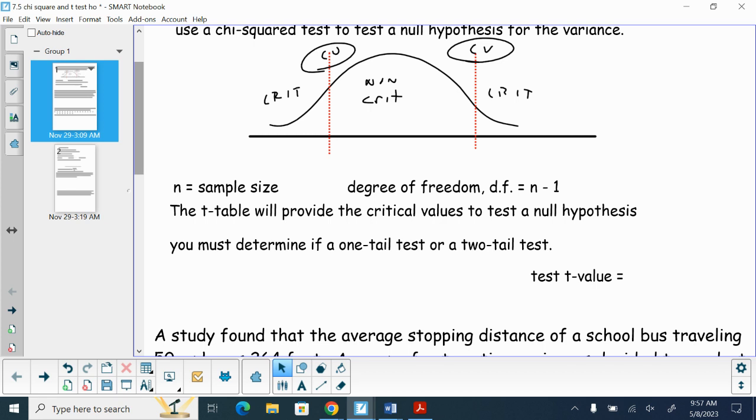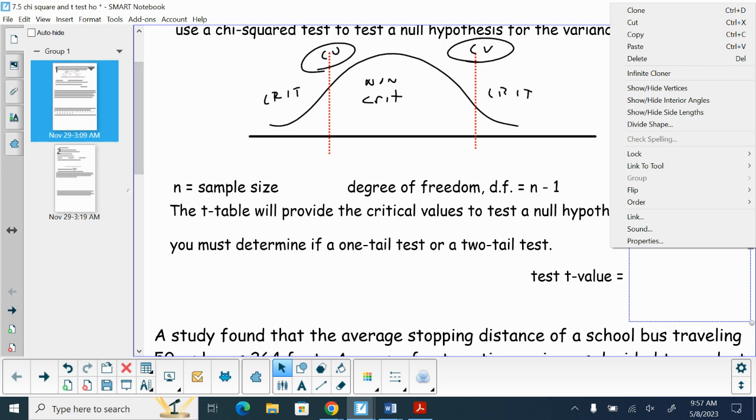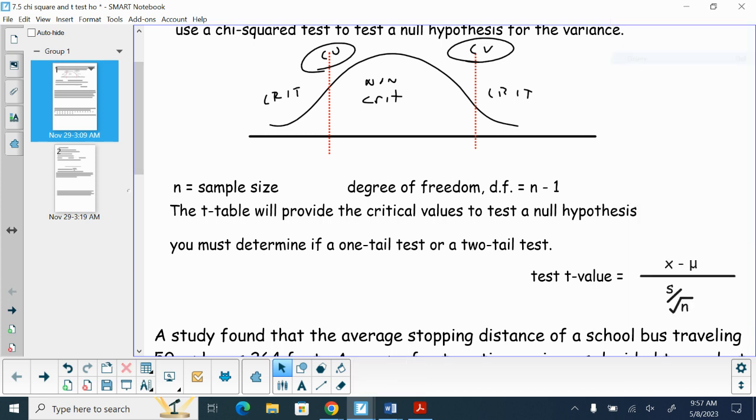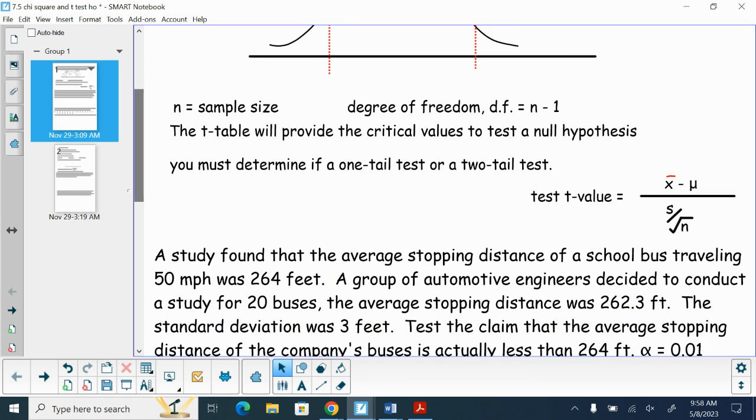Our test value is still going to be the same. It's going to be x bar minus mu divided by standard deviation divided by square root of n. Our test value will be the same. The things that we have dealt with up till now with hypothesis testing are not going to change. The only thing that will change is finding our critical values.